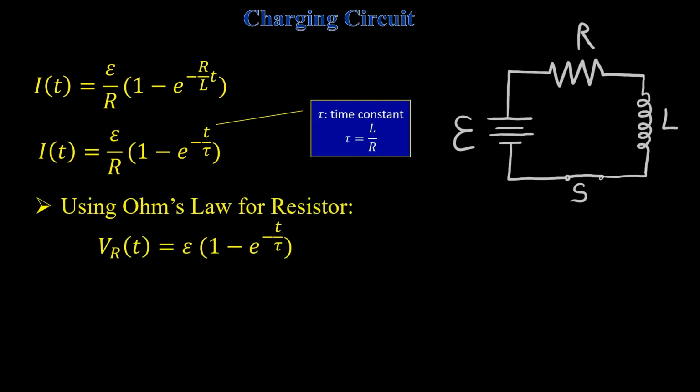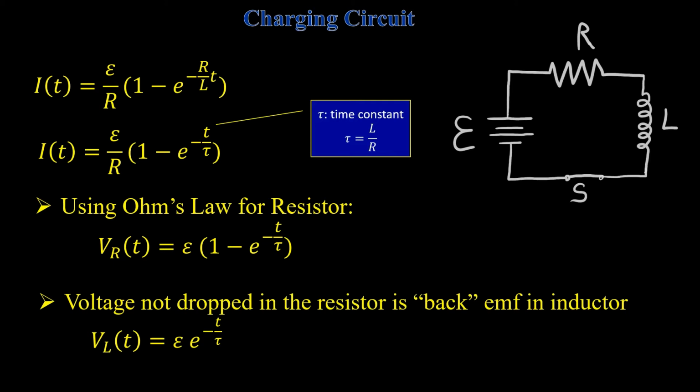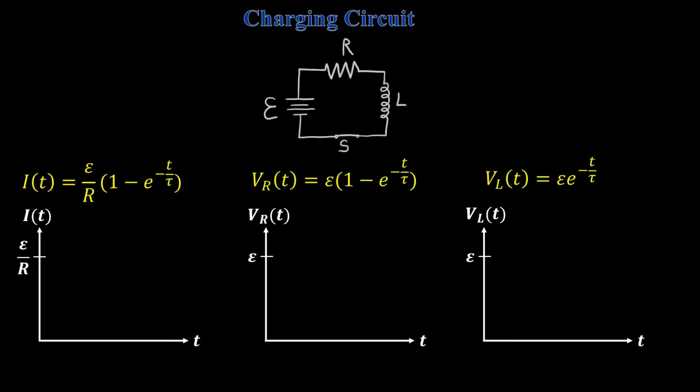And then to get the voltage function for the resistor, V equals IR, Ohm's law. And then the inductor is just opposite the resistor. So when you have an LR circuit and it's just one resistor, one inductor, whatever the voltage in the resistor is, the inductor is just the opposite of that compared to the battery. And then, so here's all three functions.